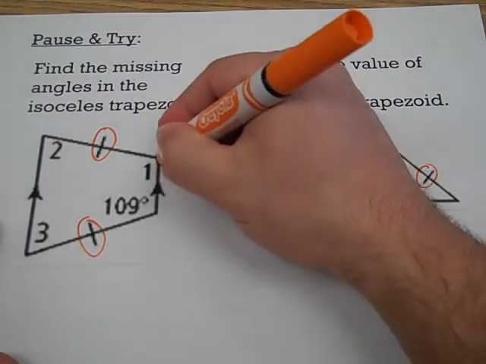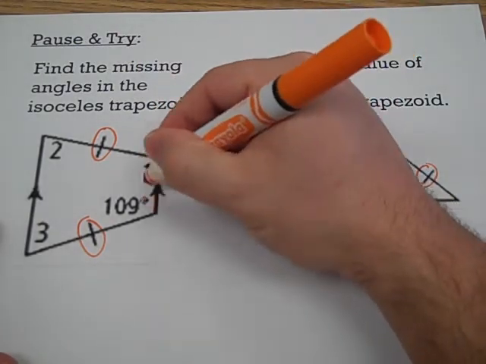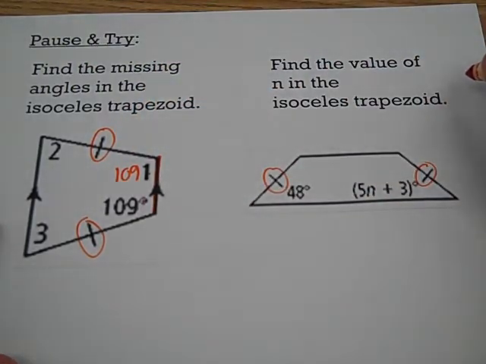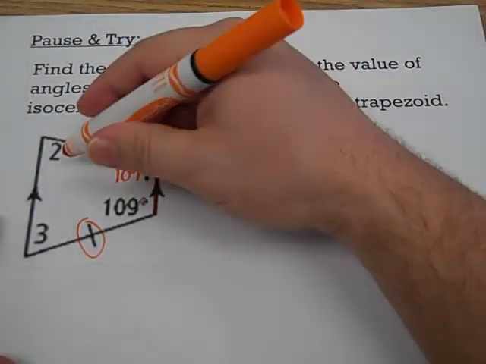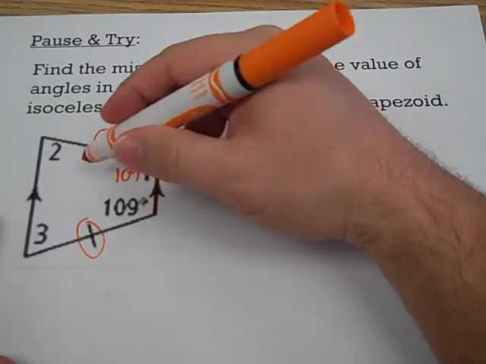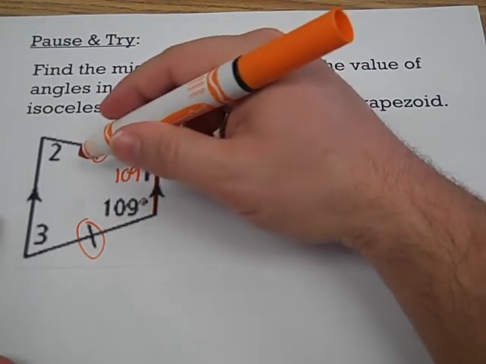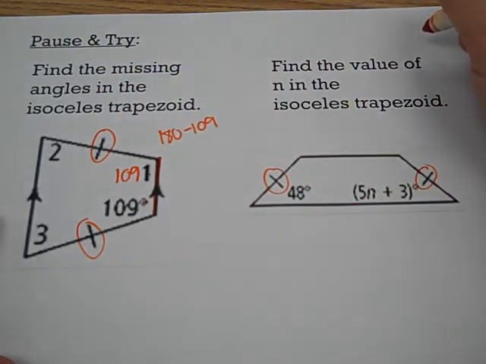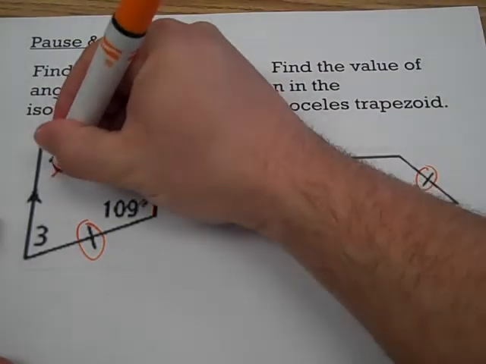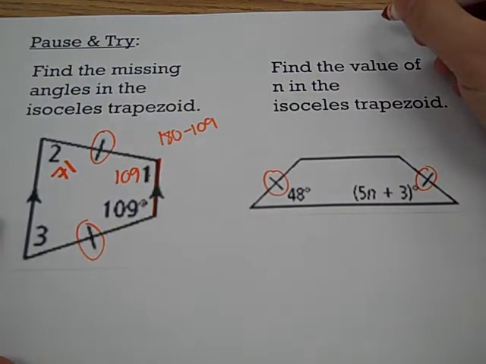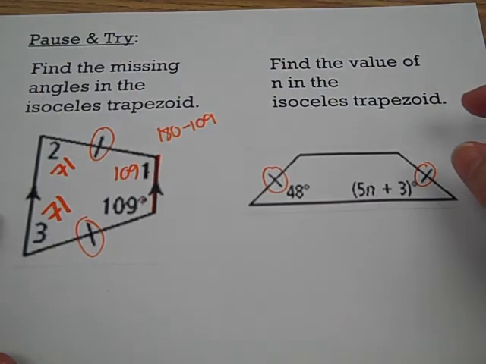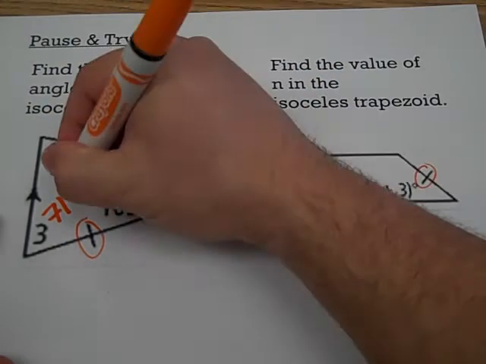So here, my base is on the right. This angle and angle 1 are the same because base angles are congruent. Opposite base angles are supplementary, so these two should add to 180. So I can get the measure of angle 2 by doing 180 minus 109. That means that angle 2 is 71 degrees. And angle 3 and angle 2 are congruent because they're base angles of the same base, so 3 is also 71 degrees.